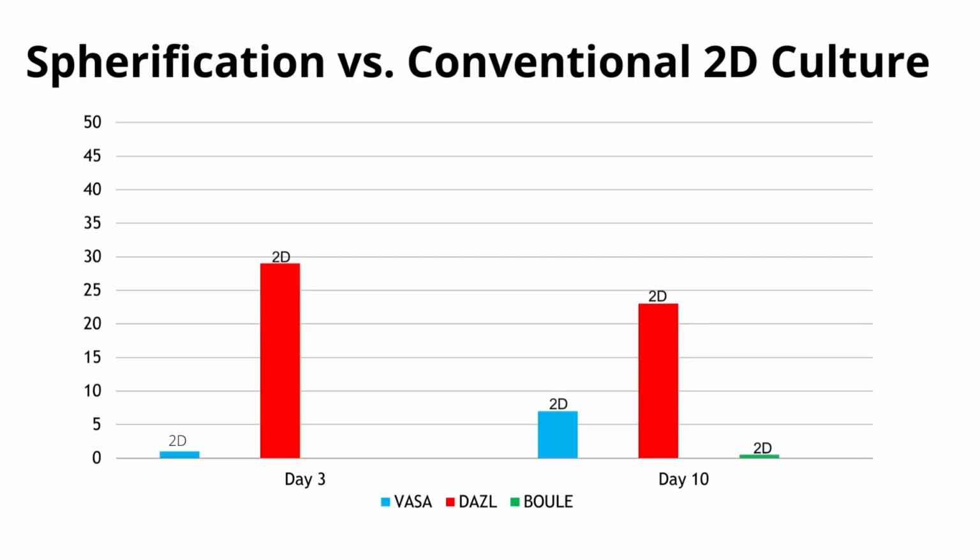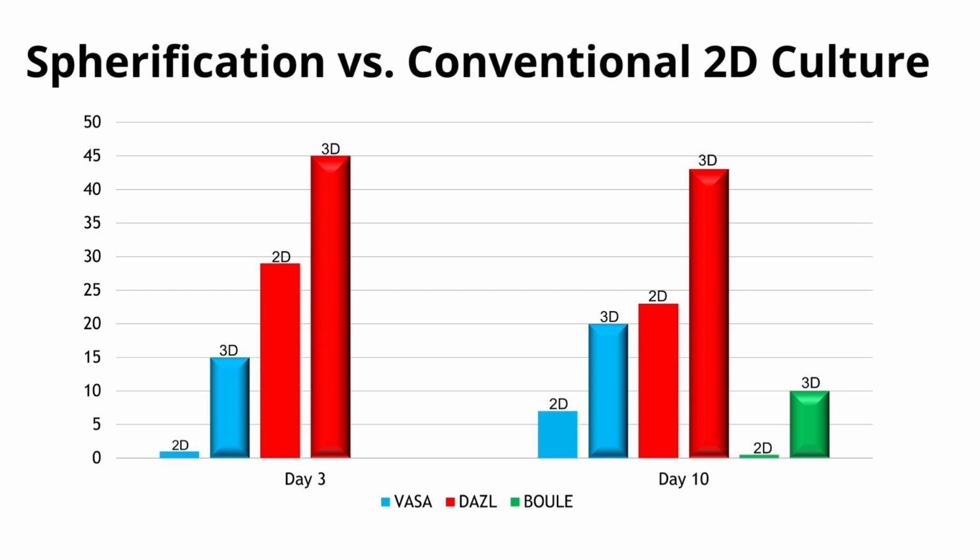After 3 days of exposure to the medium, cells in the two-dimensional culture system achieved only 1% VASA expression. DAZL expression on day 3 reached 29% in the 2D culture. At day 10, both markers were reassessed and maintained comparable expression. BOLL was also assessed and found to be expressed at a rate of just 0.5%.